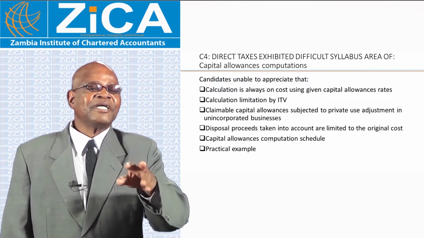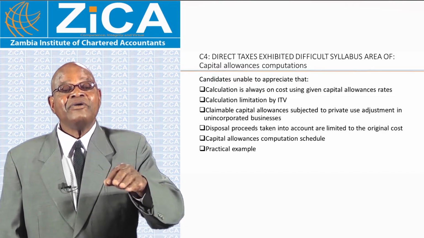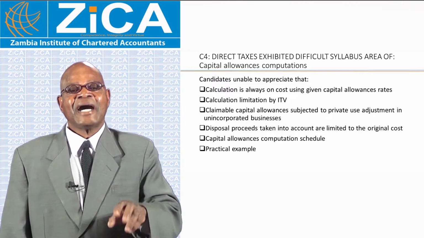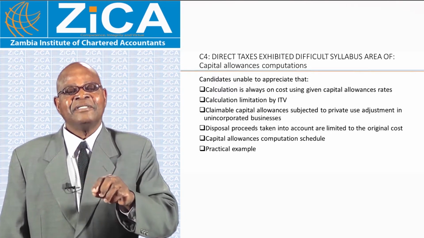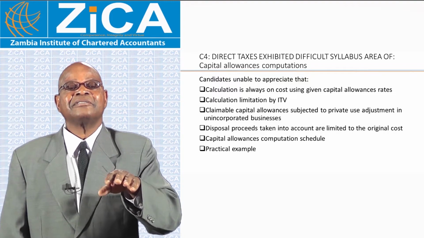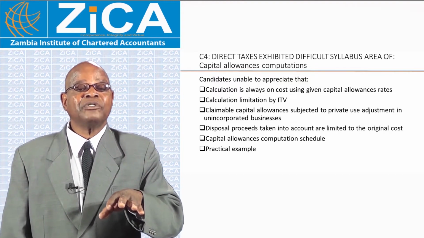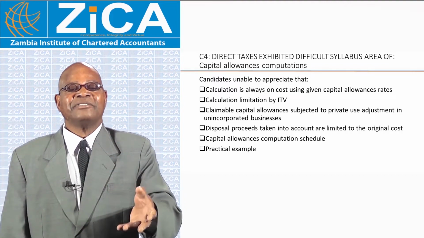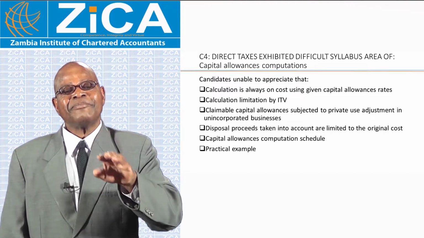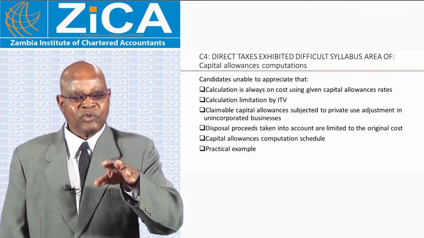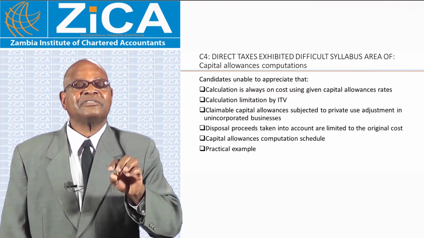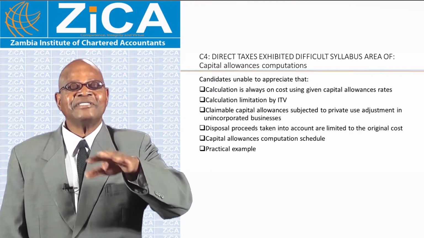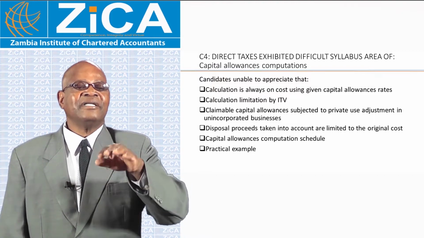The other aspect that becomes a problem here is where you sell an asset and then the disposal proceeds are taken into account wrongly. Because you see, disposal proceeds of an asset that is disposed of is limited to the original cost. In other words, if you're going to put a disposal proceeds of, say, 35,000 kwacha, when the original cost was only 20,000, that would be wrong. You needed to put 20,000 as the money that you got in selling the asset.